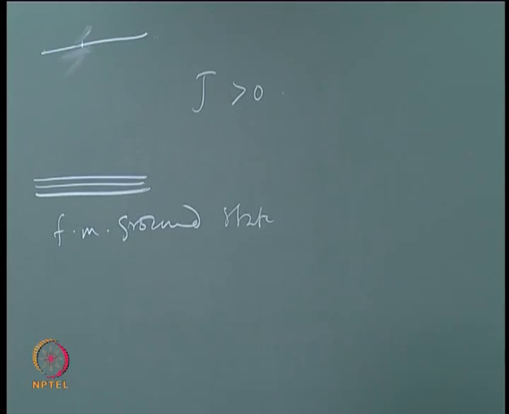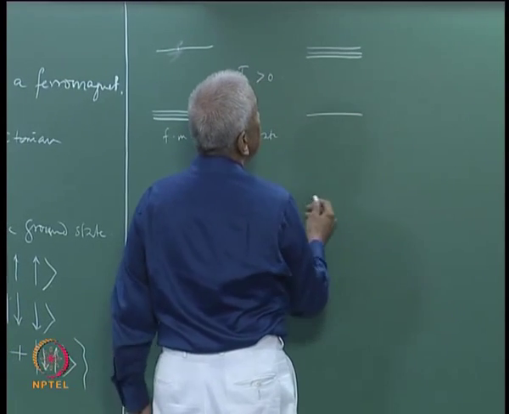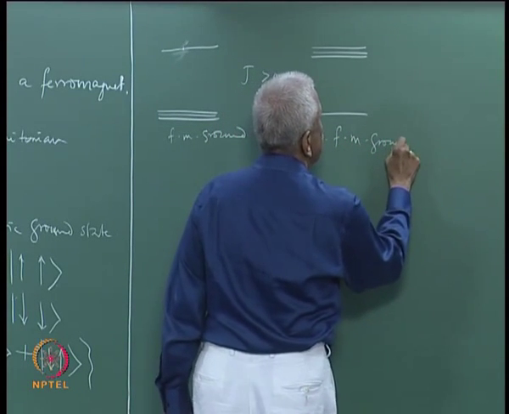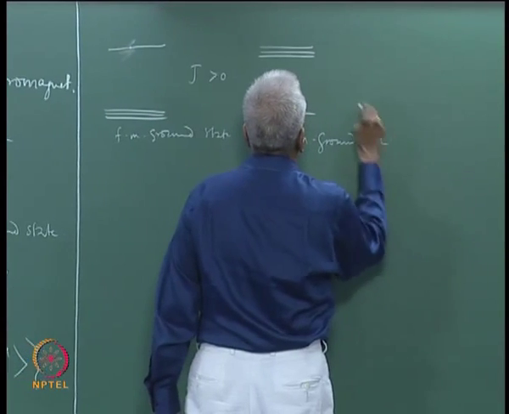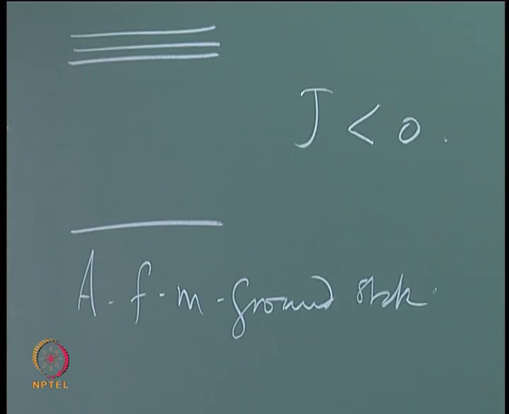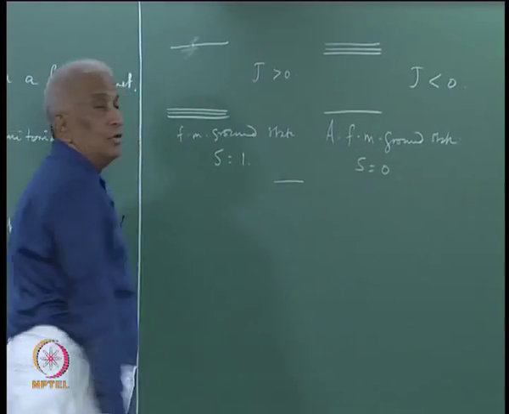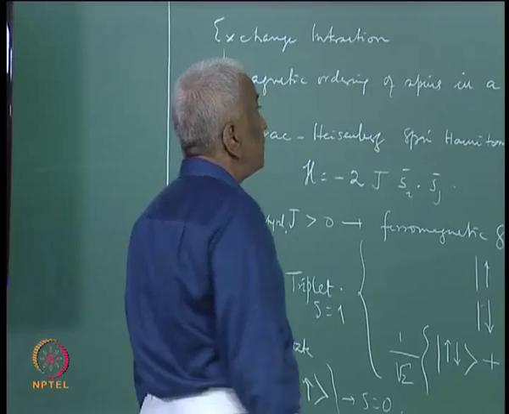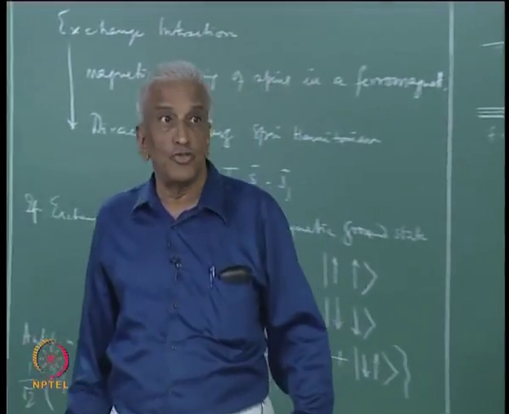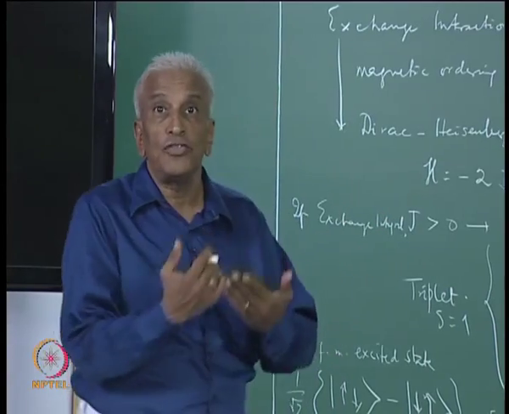We also said that it will be reversed and the triplet will lie higher while the singlet lies lower if it is an antiferromagnetic ground state, for J less than 0. If the exchange integral is negative, this is what will happen. So, this will have S equal to 1 and this will have S equal to 0. So, this is what we discussed last time, and so both ferromagnetic and antiferromagnetic ground states are possible depending on whether the exchange integral J is positive or negative.